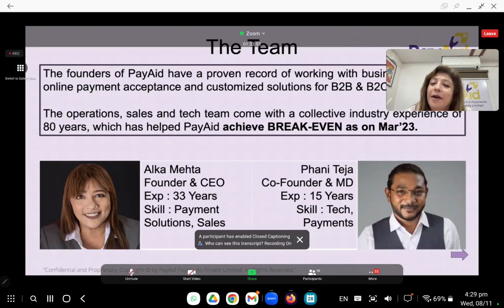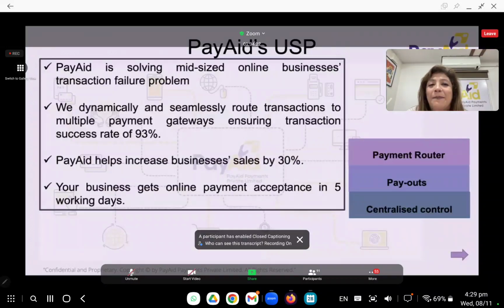Funny was part of my team. I met him while we were working together in HDFC Bank. And he comes with an experience of 15 years in tech and payments. Funny manages the tech side of stuff at Pay8. And we've also collected a team of people who have experience in merchant acquiring or in managing the payment acceptance for businesses. So collectively, we boast of collective experience of 80 years.